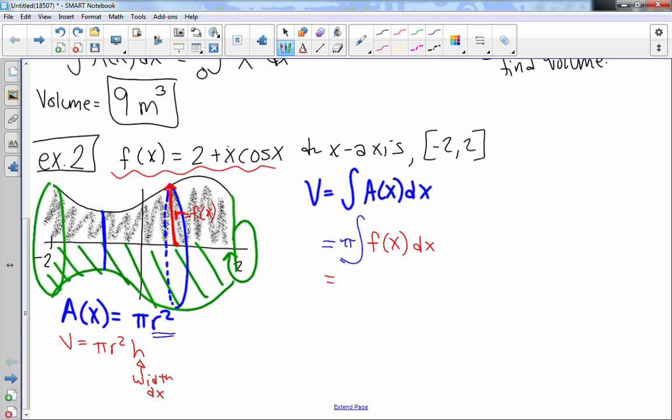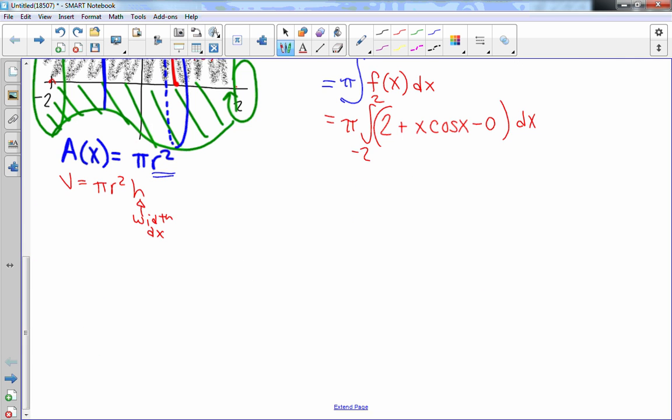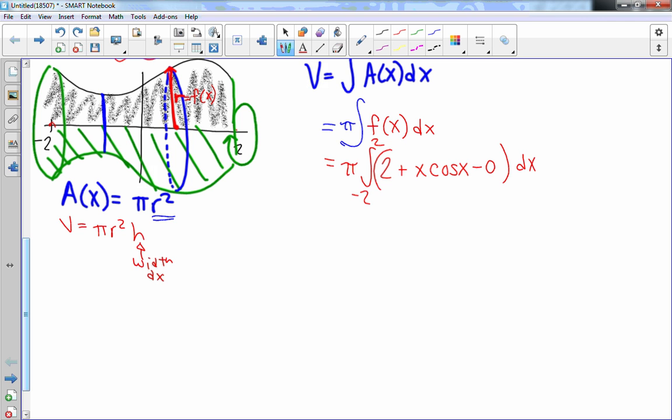The easy part to forget is the pi. If you are only integrating the function, you're only finding the area. This is technically top minus bottom, because minus 0 is the bottom of the radius. Top of the radius minus bottom of the radius dx. So what are our limits on the x's? -2 to +2. So this one you can use your calculator on. Okay, remember you go to fnInt or whatever that abbreviation is on your calculator.